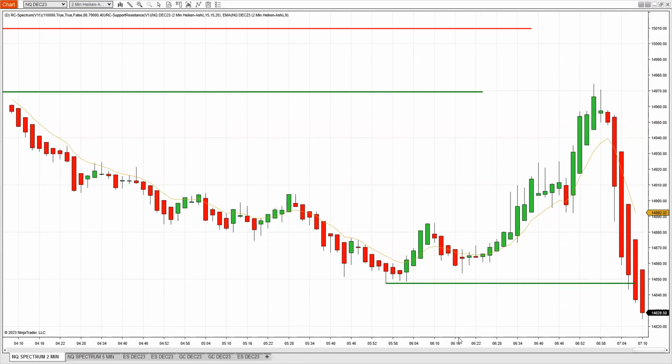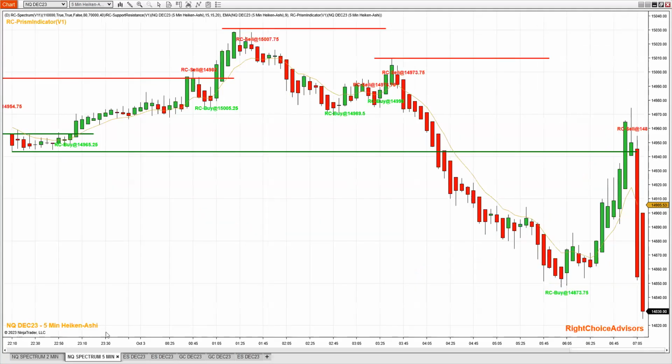So if you are using 5 minutes, have a stop loss of 80 ticks for NQ and 40 ticks for ES. You can keep target as blank. Target profit as blank, but you can keep stop loss as 80 and 40.